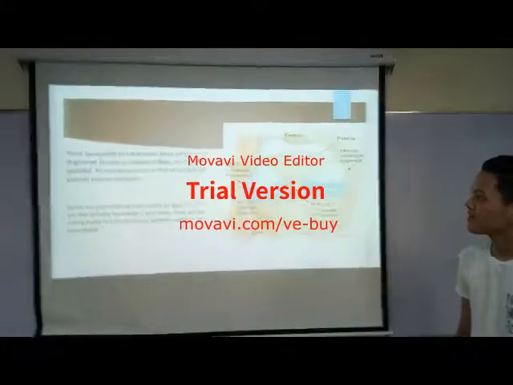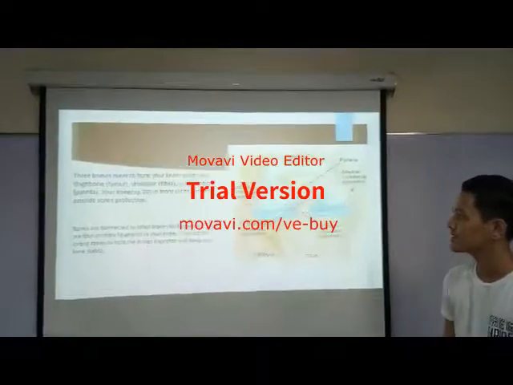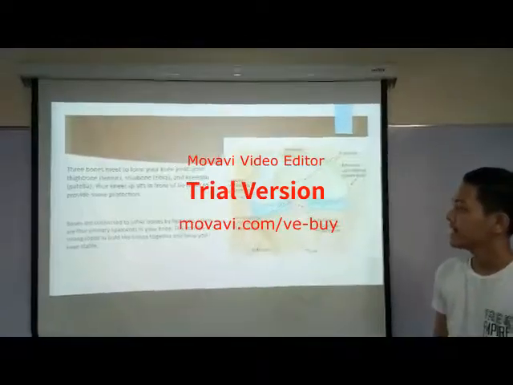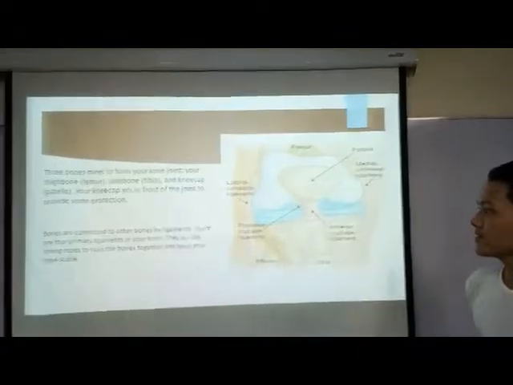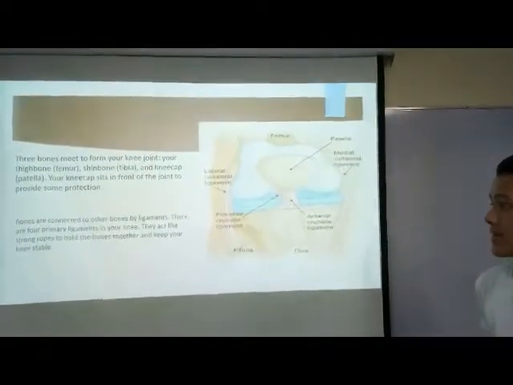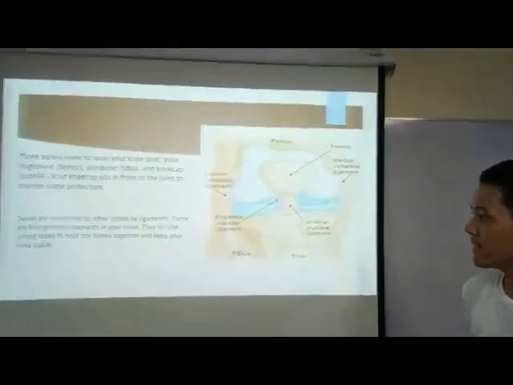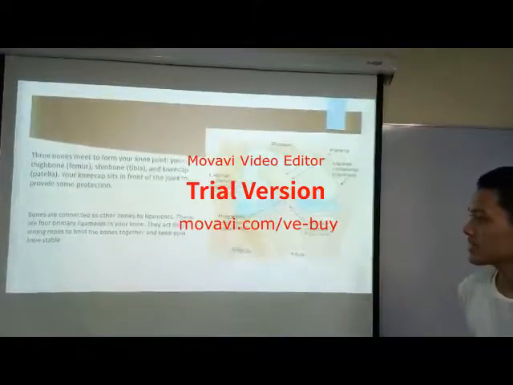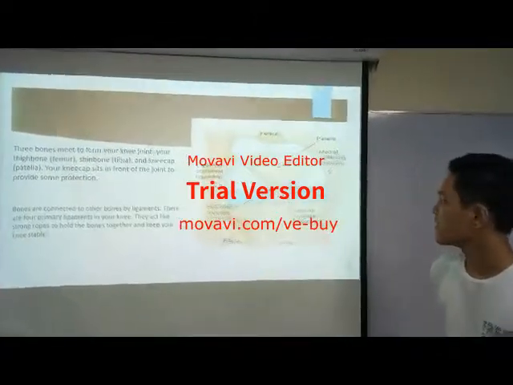Three bones meet to form your knee joint: your thigh bone or femur, shin bone or tibia, and kneecap or patella. Your kneecap sits in front of the joint to provide some protection. Bones are connected to other bones by ligaments. There are four primary ligaments in your knee. They act like strong ropes to hold the bones together and keep your knee stable.